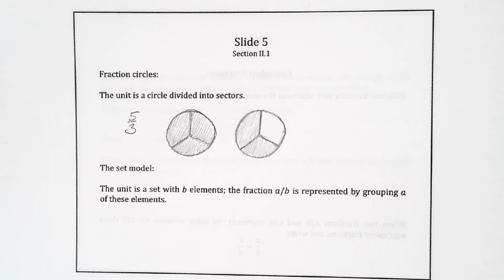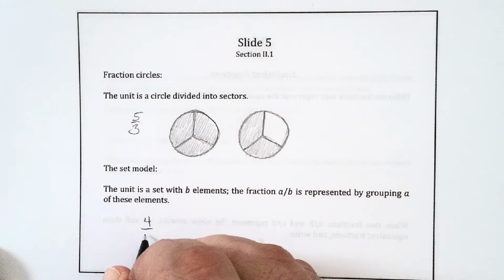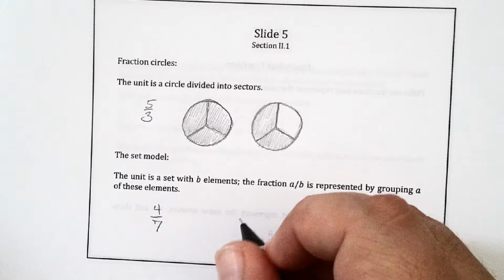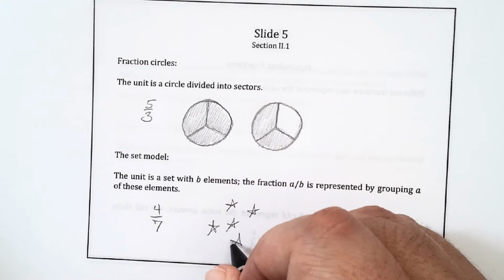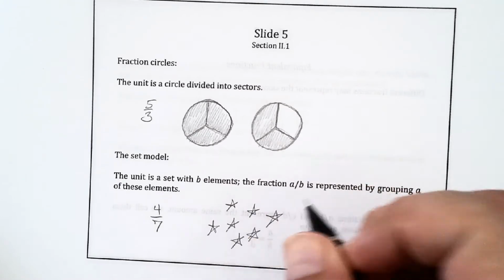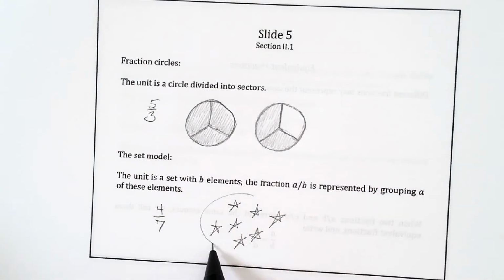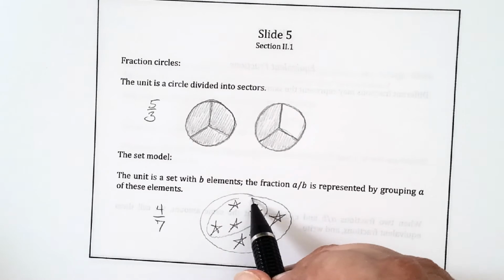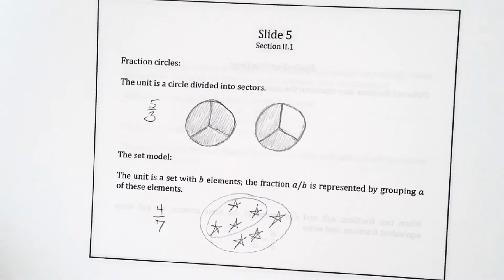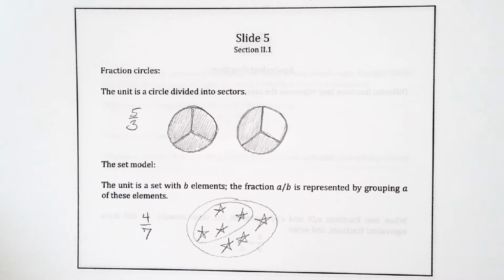Okay, in the set model, the unit is a group of objects. So if you want to illustrate A over B, you would want to start perhaps with a group of B objects. For instance, if I wanted to illustrate, let's say, 4/7, I need a group of 7 objects. I'll just draw 7 stars. And I'll just group together 4 of those, and there we go, 4 out of 7.